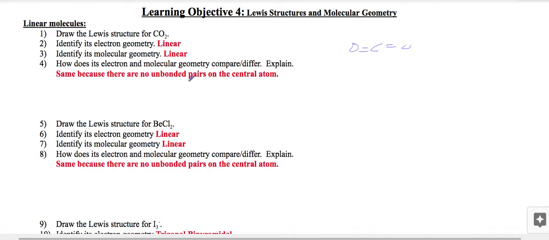So how do these compare? They're the same because of the no unbonded pairs. Now if we do the same thing for beryllium dichloride, we end up with the exact same scenario. The one thing I want to point out here is that the double bonds don't impact the molecular geometry. So these two things have the exact same geometry. The double bonds just mean that the distance between these two atoms is going to be smaller than the distance between those two atoms. So the same there.